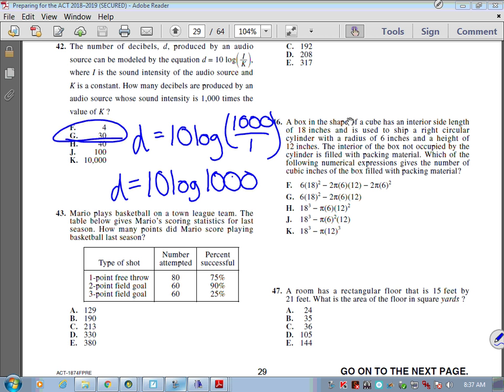Does that make it a lot easier? And you could have picked another number, but let's say K had been 2. Well, then my I would have been 2,000, which would have reduced down to 1,000. No matter what I do, the fraction is always going to reduce to 1,000. I'm always going to wind up with 10 log 1,000, okay? All right, 43.